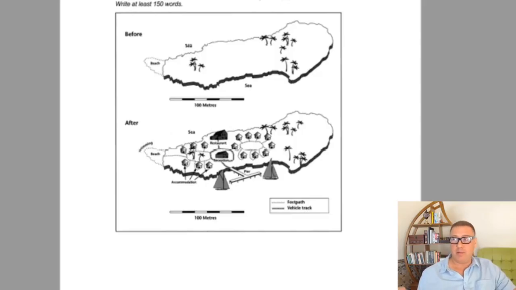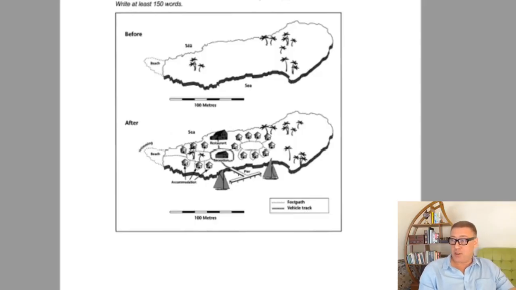So our overview is going to focus on that previously it was an uninhabited island, and now it's a place for tourists. So something like this. Overall, the area has been transformed from an uninhabited island to a place with a variety of attractions and facilities for tourists. Something like that gives us a basic idea of, like, it was like this and now it's like this. That's essentially what your overview is in a maps question.